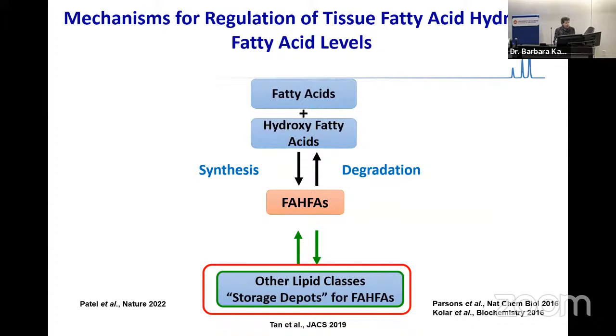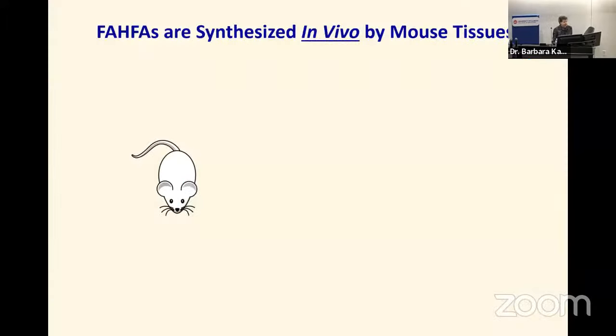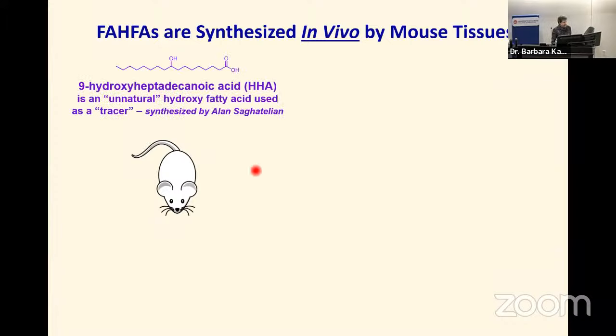Okay, so one level of regulation is storage depots for FAFAs in other lipids. What about synthesis? We're really intrigued. Are FAFAs synthesized in mammalian tissues? And to answer this, our collaborator, Alan Saghatelian, synthesized this lipid, which we say is unnatural, meaning it's not very abundant in nature. So it can be used like a tracer.